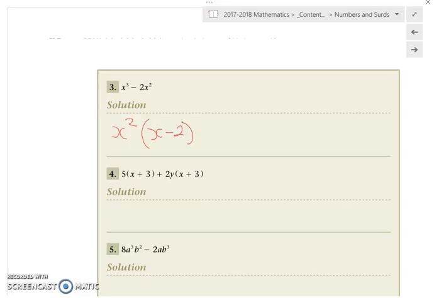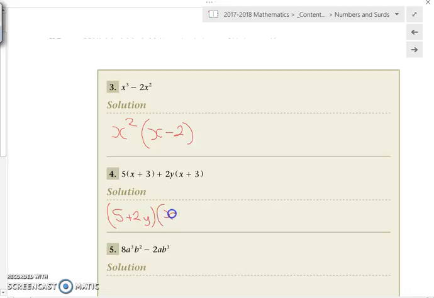5 plus 2y, then you square the bracket, whatever. You don't actually have to square it. I've got 5 times whatever's in the bracket, and I've got 2y times whatever's in the bracket, correct? Okay. Why am I doing that? This works because those two brackets are the same. x plus 3, x plus 3. If those weren't the same, this method wouldn't work.